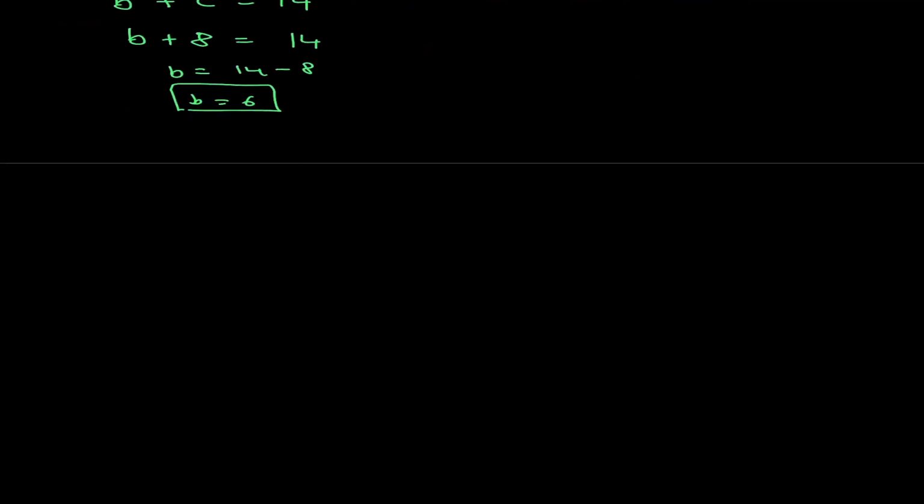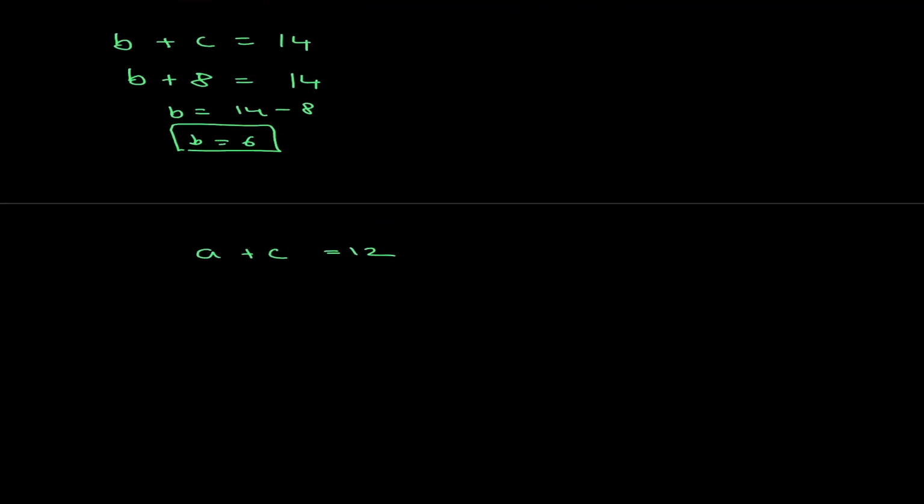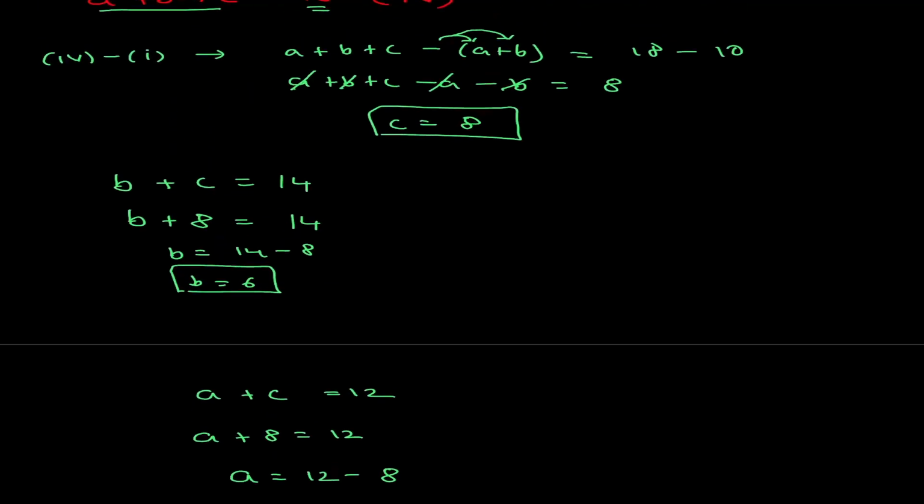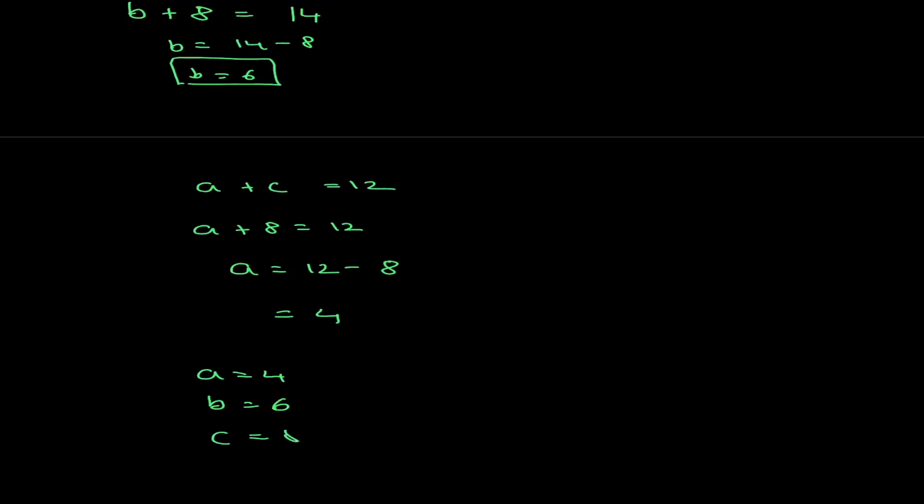And we also knew that a plus c equals 12. Remember, we knew c was 8, so we could substitute that in. And then we could just say a is 12 take 8, which is 4. So a is 4. So a is 4, b is 6, and c was 8.